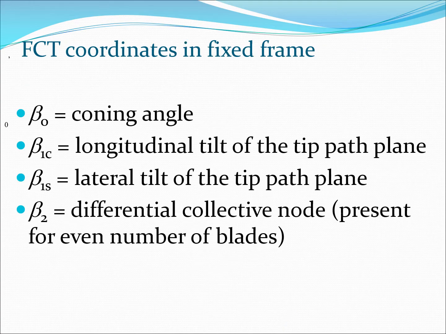So just to review the nomenclature, beta 0 is the coning angle, beta 1c is the longitudinal tilt of the tip path plane, beta 1s is the lateral tilt of the tip path plane, and beta 2 is the differential collective mode. Now this beta 2, as we saw in the definition, is only present when the number of blades is even.